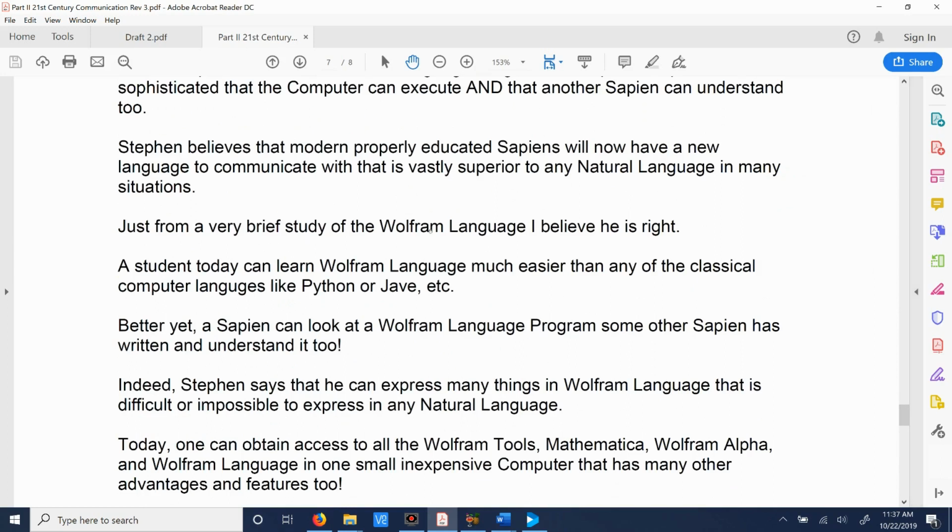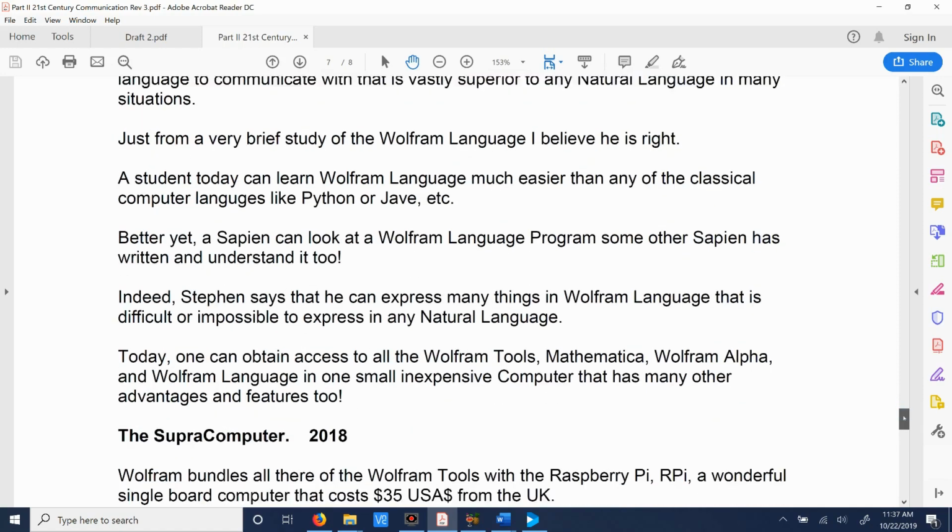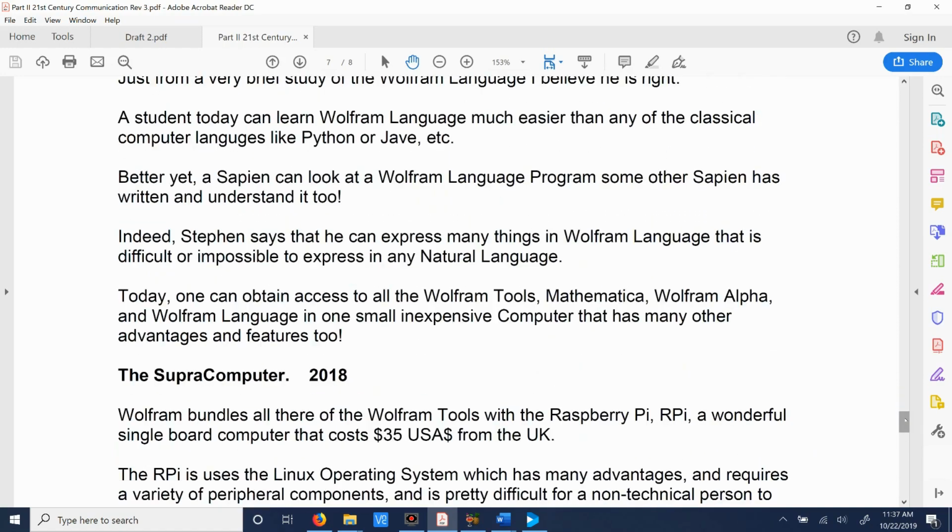Now, I've studied Wolfram language myself briefly. I'm no expert on it, but based on what I've seen and what I've learned, I think he's right. I think a student today can learn Wolfram language much easier than any of the classical languages like Python or Java. But better yet, I think a sapien can look at a Wolfram language program that was written by some other sapien and understand it without executing it in a computer. So it's a double whammy. When you write a Wolfram language program, you're communicating both with a computer and another sapien.